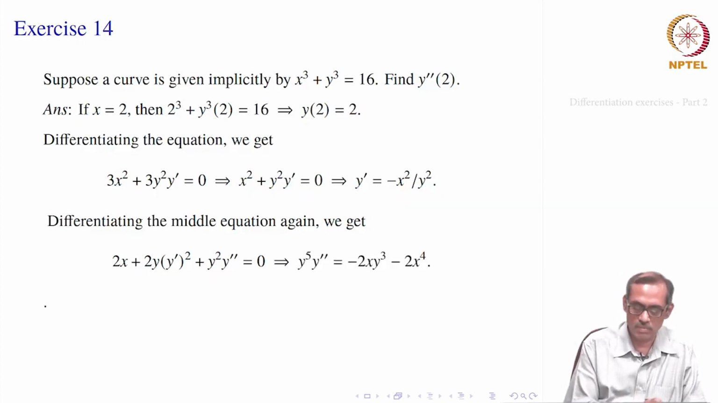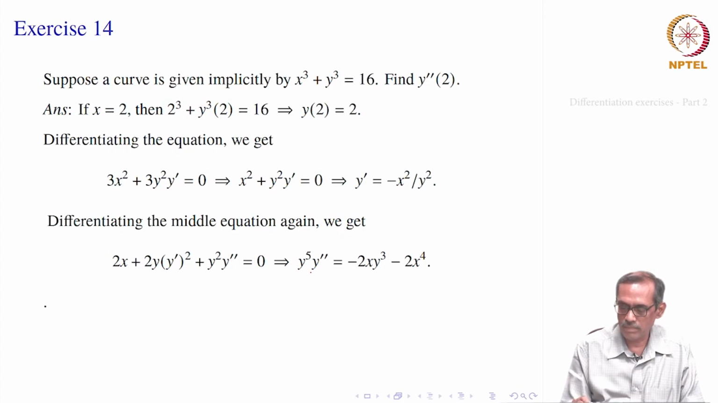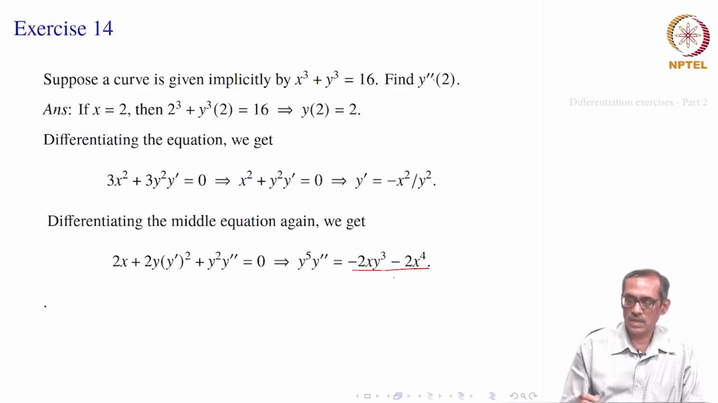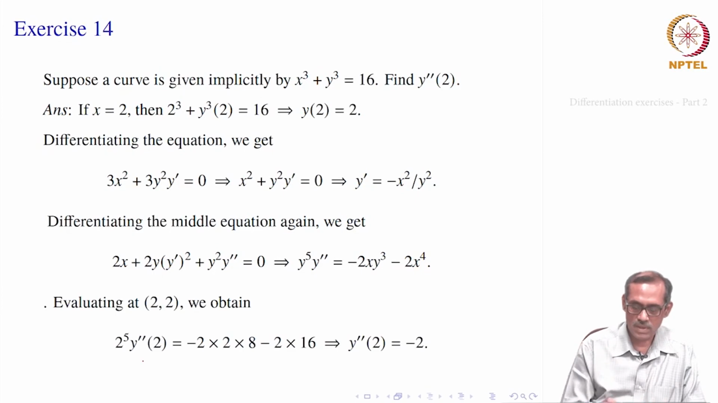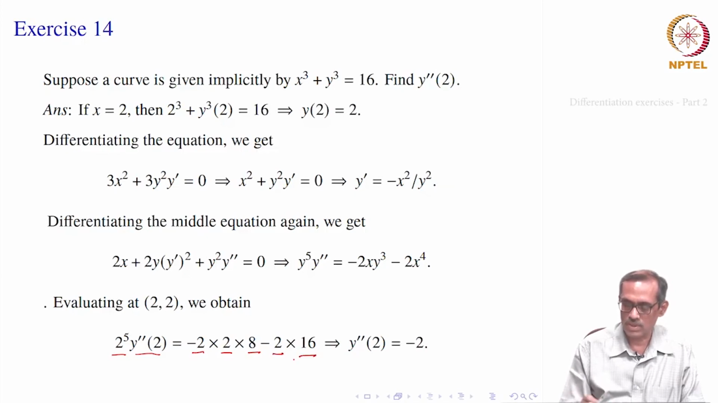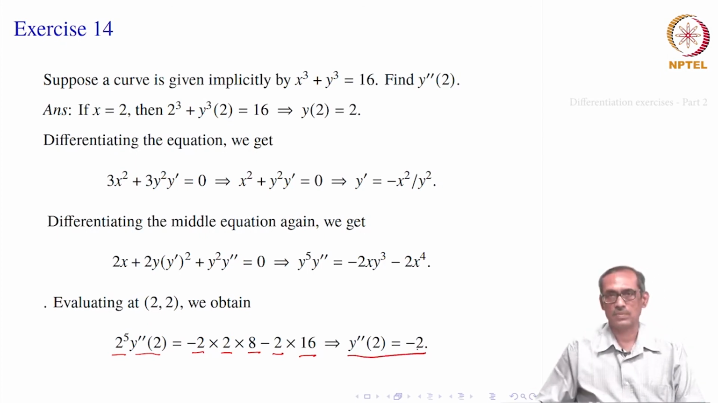So, from this if you simplify, you get y double prime times y fifth equal to minus 2x y cubed minus 2x fourth. We are interested in y double prime at 2. So, evaluate everything at 2, y fifth now gives you 2 to the power 5 and y double prime at 2, that should be minus 2 times x equal to 2, y is also 2. So, 2 cubed is 8 minus 2 into x fourth is 16. So, that gives y double prime at 2 equal to minus 2.